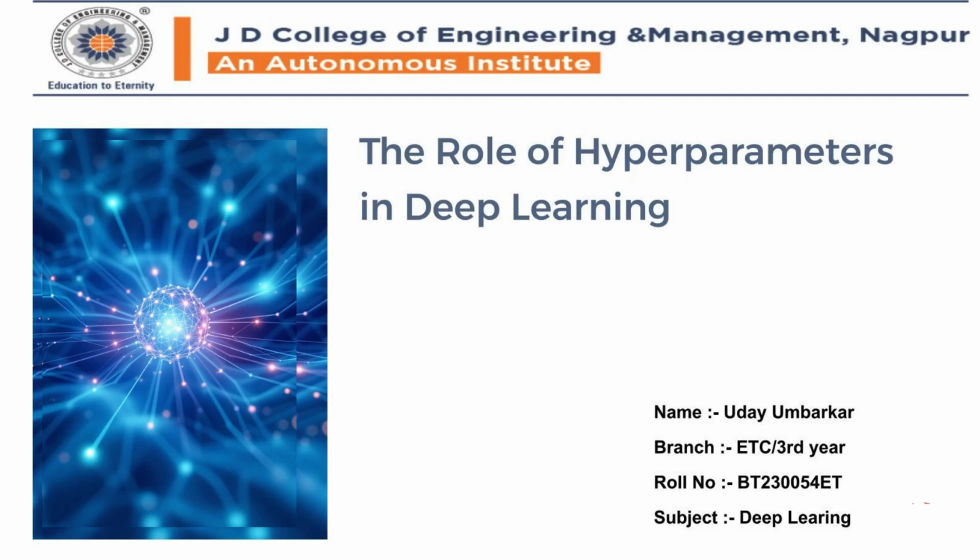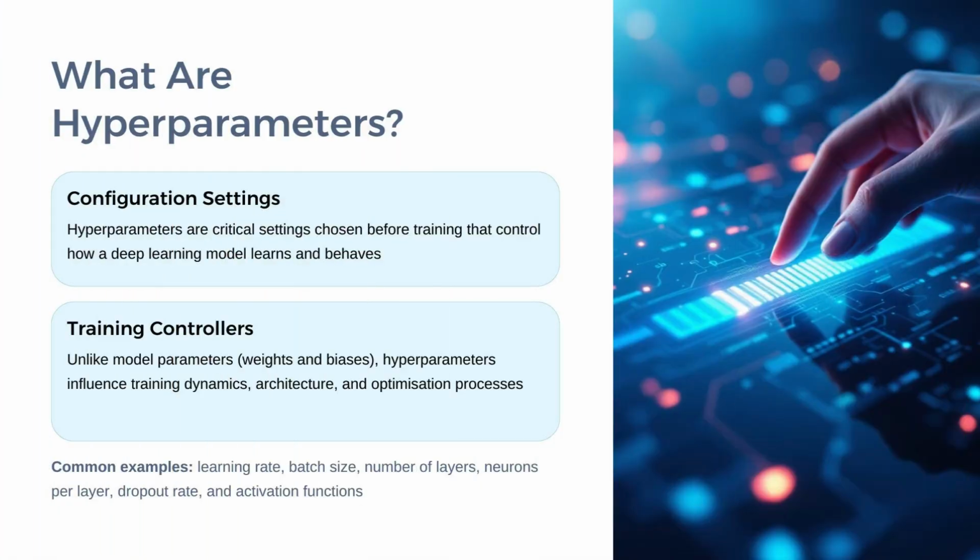My topic is the role of hyperparameters in deep learning. So here we first discuss what hyperparameters are. Configurational setting: hyperparameters are the critical settings chosen before training, and they control how deep learning models learn and behave. Training controllers: unlike model parameters, weights and biases, hyperparameters influence the training dynamics, architecture, and optimization process. Common examples of hyperparameters are learning rate, batch size, number of layers, neurons per layer, dropout layer, and activation function.